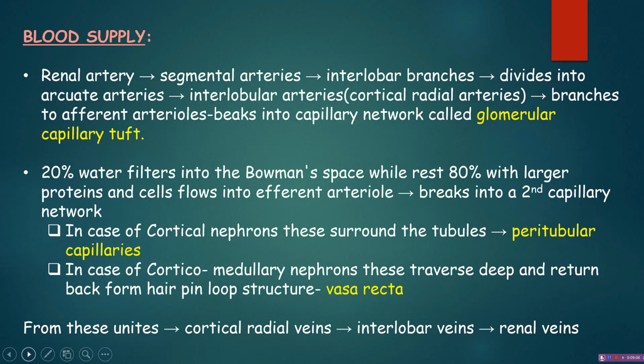Now, after the glomerular capillary tuft, the efferent arteriole that comes out divides into two parts. One is the peritubular capillaries, and the other is the vasa recta. Peritubular capillaries are mainly in the cortical nephrons, which surround the tubules, but the vasa recta are a long capillary network which surrounds the long loop of Henle in the juxtamedullary nephrons and form hairpin loop structures. They unite to form the cortical radial veins, then interlobar veins, and drain into the renal veins.